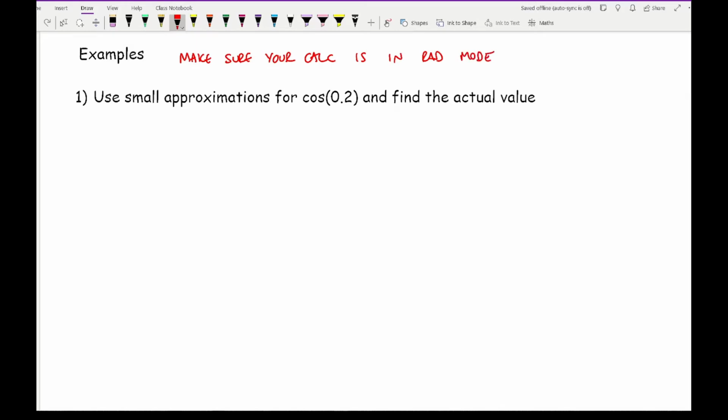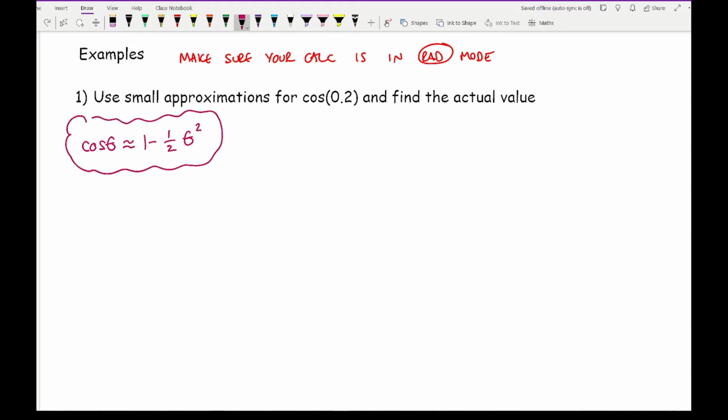And that's really important going forward with some of these questions. So this first one says use small approximations for cos 0.2 and find the actual value. Now for this, we need to recall what the approximation for cos theta actually is. We know that cos theta is approximately 1 minus a half theta squared. So that's what I'm going to be using.